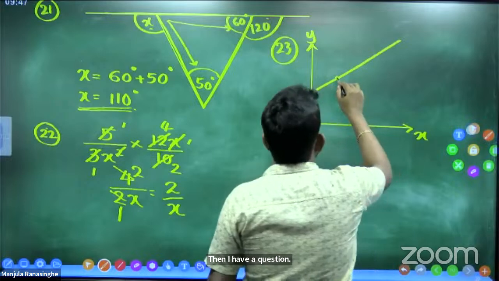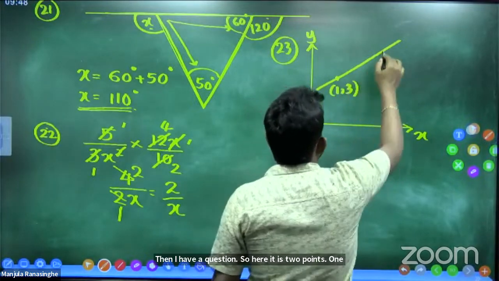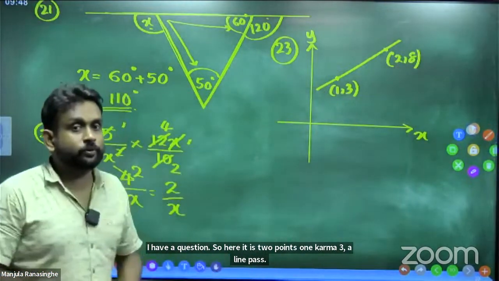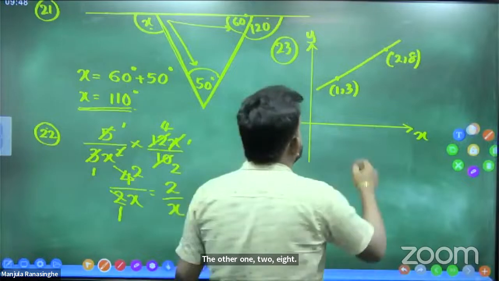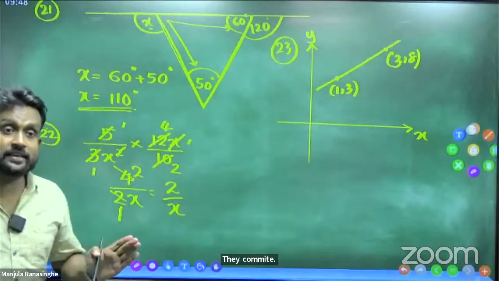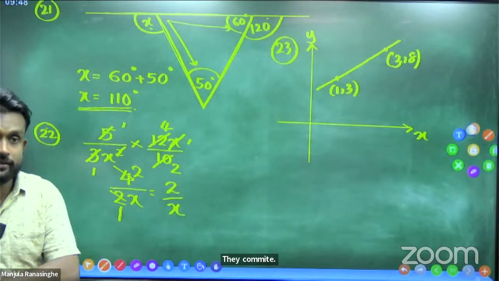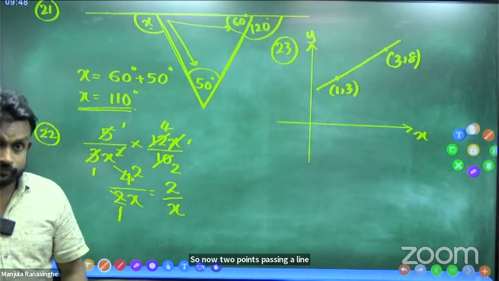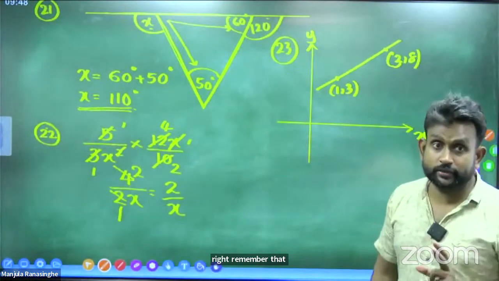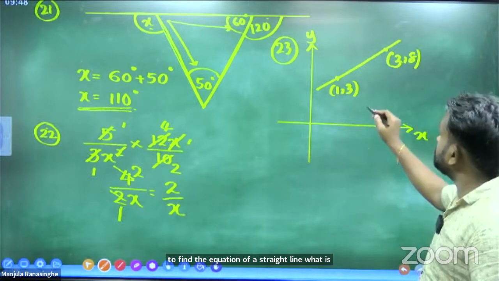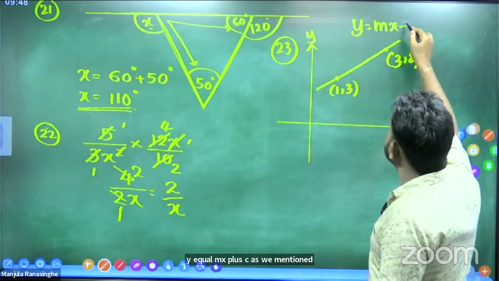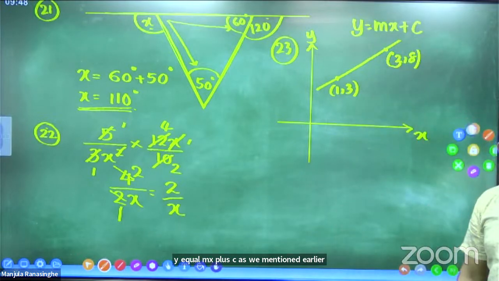So here are 2 points: (1, 3) and the other one (3, 8). These are the 2 points. So now they are asking for the equation of the line passing through the 2 points. Remember, to find the equation of a straight line, what is the identity of the straight line? y equals mx plus c, as we mentioned earlier. To give the equation, we require the m and c values.